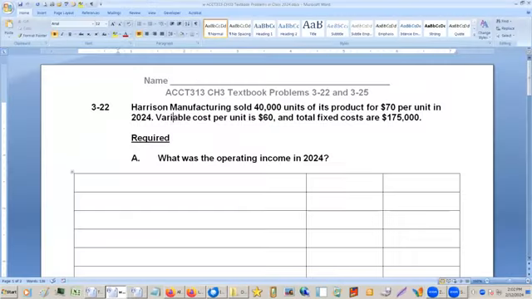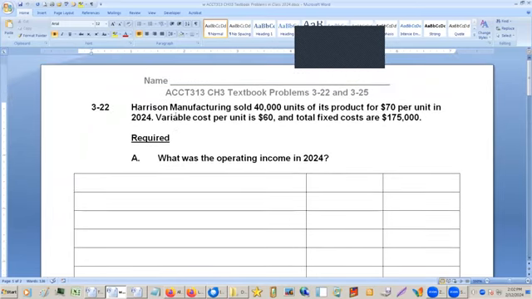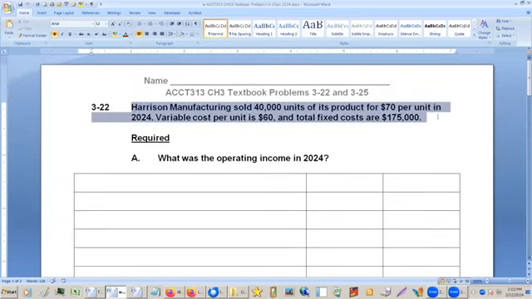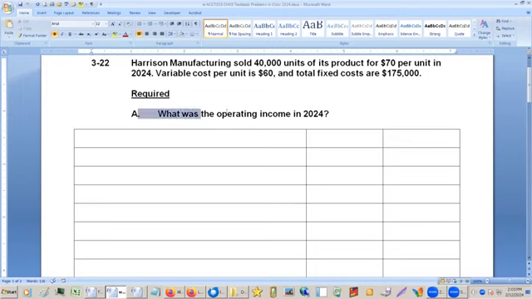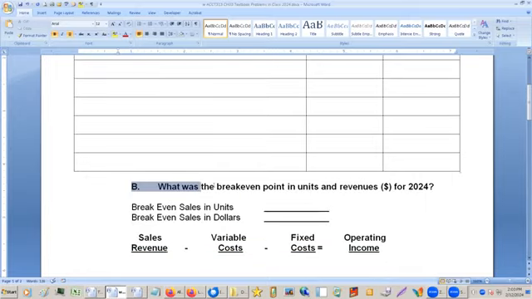Okay, so 3-22. We have Harrison. They sold 40,000 units. This won't be the same as in your textbook. I cleaned up the numbers a little bit. $70 per unit, variable cost is 60 total. Okay, so they want us to find the operating income and the break even.